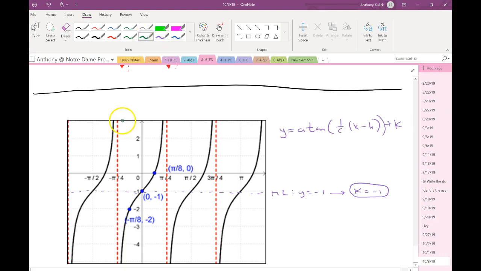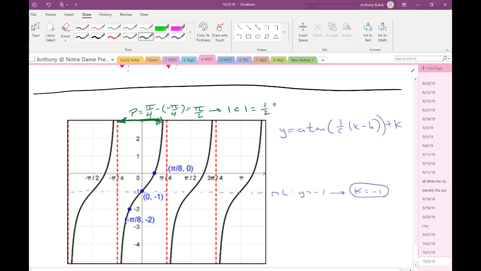My period is going to be just from asymptote to asymptote here. So in that case, I have pi over 4 minus negative pi over 4, or just pi over 2. Sorry, those aren't pi over 2s, those are pi over 4s. So that tells me that C is 1/2, or absolute value C is 1/2.